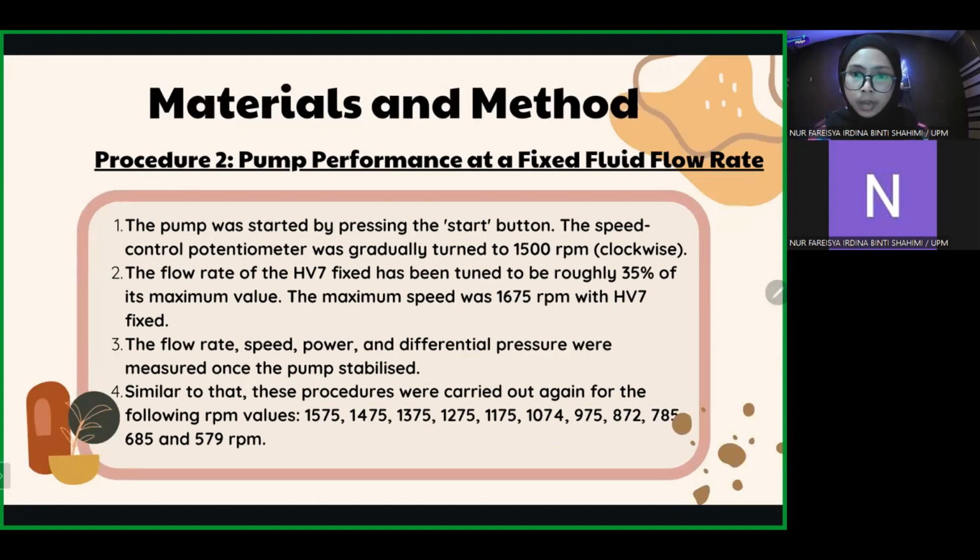The pump is started by pressing the on button. The speed control potentiometer was gradually turned to 1500 RPM in the clockwise direction, and the flow rate of the HB7 valve was decreased to roughly 35% of its maximum value. In this experiment, the maximum value is 1675 RPM. Next, the flow rate, speed, power, and differential pressure were measured once the pump stabilized. The same steps were repeated for the following RPM values, which are 1575 until 579 RPM.